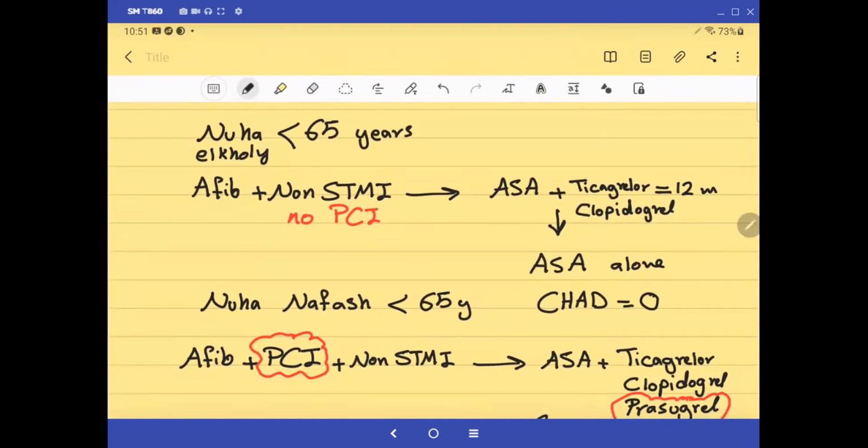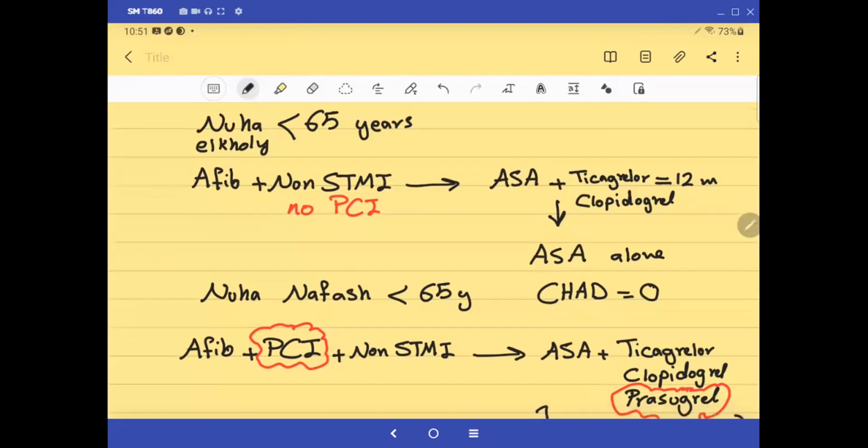The first subgroup is the people whose age is less than 65. We have Noha Al-Kholi, who didn't have PCI, which is a low risk. In her case, we give aspirin plus ticagrelor or clopidogrel for 1 year. Then after that, we stopped the ticagrelor or clopidogrel and she stayed on aspirin.